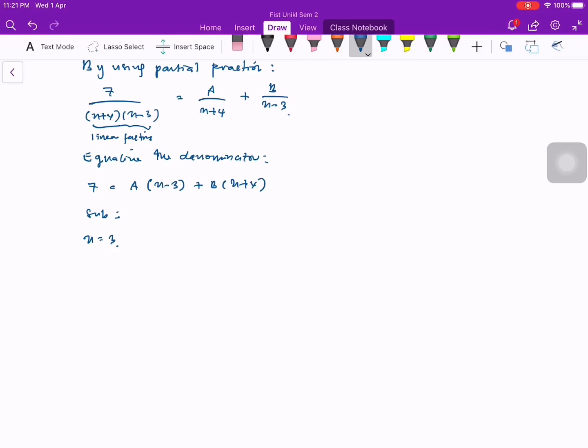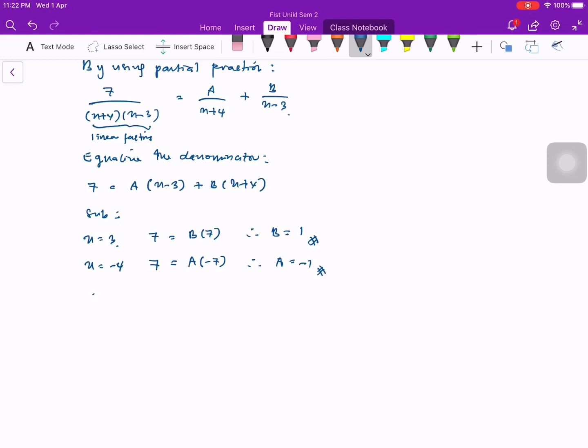So here we substitute x equals 3, and we will get 7 equals b times 7. Then we are going to have b equals 1. Okay, then we substitute x with minus 4. Since we substitute minus 4, b will be cancelled, and we are going to get the value of a. So we will get 7 equals a times minus 7, which means a is equals to minus 1.